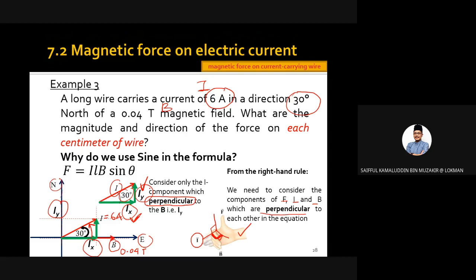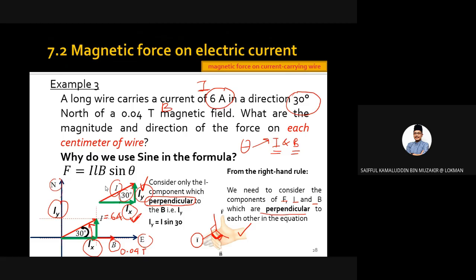So for this case, I choose to calculate IY only. Why? Because IY is 90 degrees with the B. Why we consider B only? Because our theta is the angle between I and B only. So we consider I and B. How about F? F, forget about F just for a while. Okay. So now, what else?